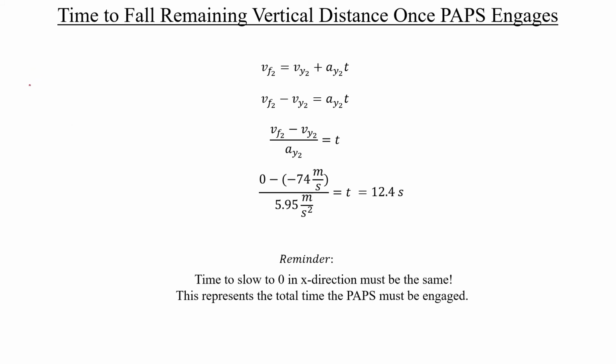We want them to cliff jump, and the moment they hit the ground, it's 0 in the x, 0 in the y for velocity. So that means it has to slow down in the same amount of time in both directions. So we're kind of getting this answer for free. This is the total amount of time that the PAPS has to be turned on, because it takes PAPS the same amount of time to slow down in either direction. So hopefully that's not too confusing, but that is the time that we're going to use to solve for our remaining component that we need.